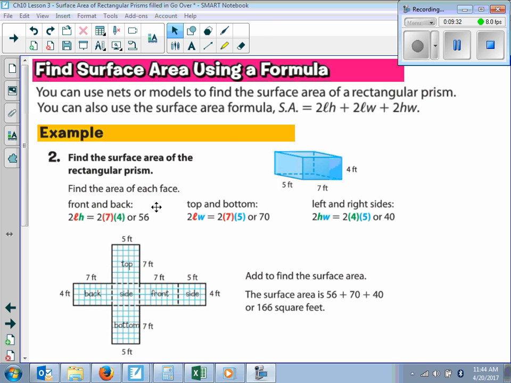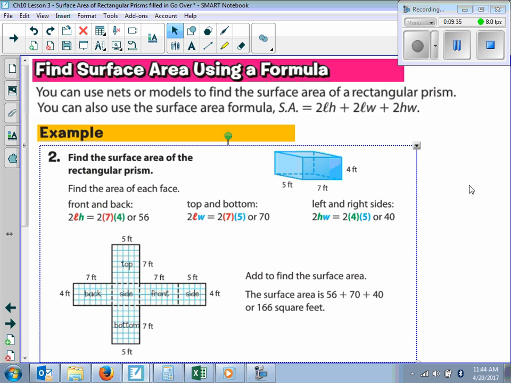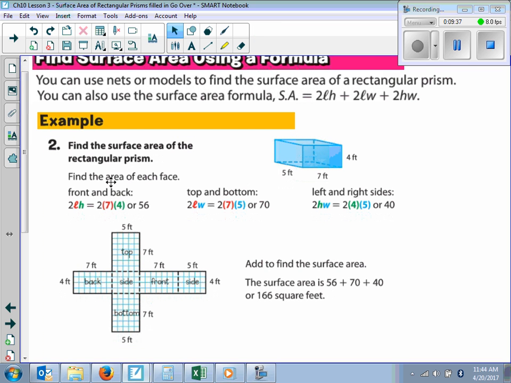Okay? So, for example 2, it says find the surface area of this rectangular prism. First we're going to find the area of the front and the back. There's the front and there's the back. Since there's a front and a back, we multiply 2 times the length, which is 7, times the height, which is 4. When we multiply 2 times 7 times 4, we get 56.